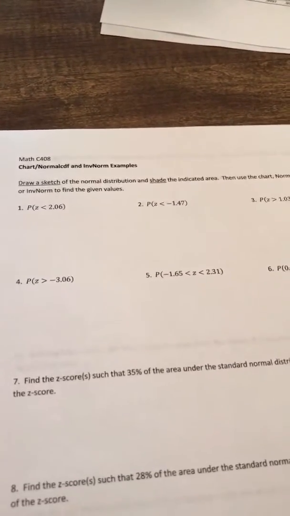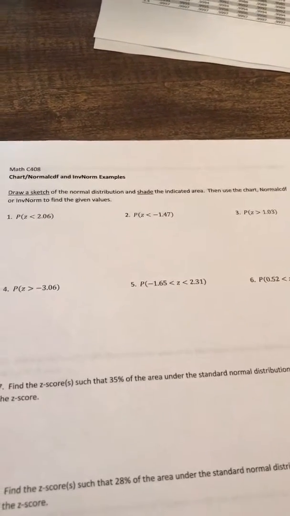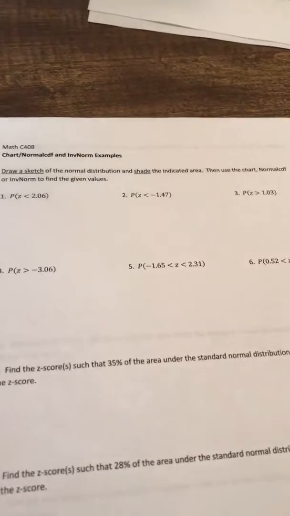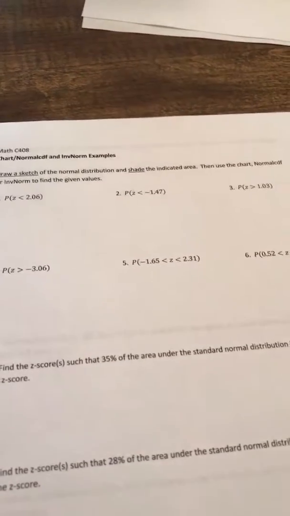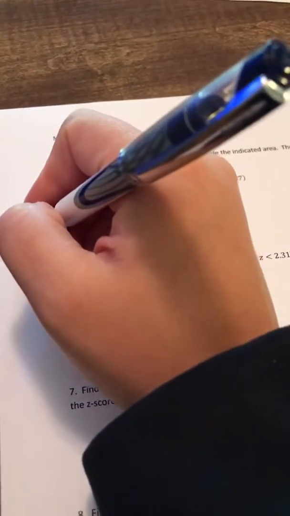So you want to draw a sketch of the normal distribution and shade the indicated area. Then you can use your chart, you can use normal CDF on the calculator, or inverse norm to find the given values. So we want the probability that z is less than 2.06.